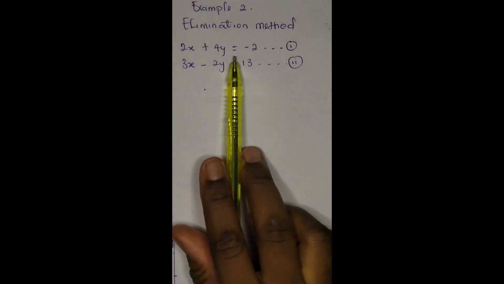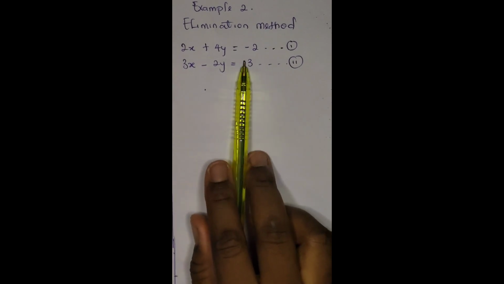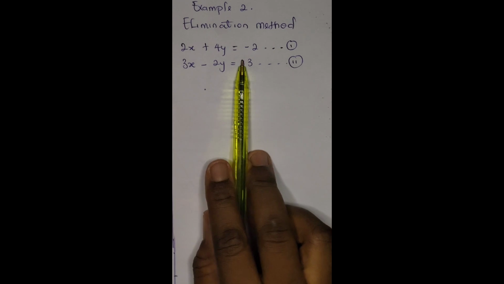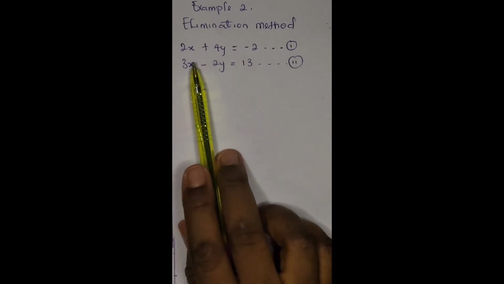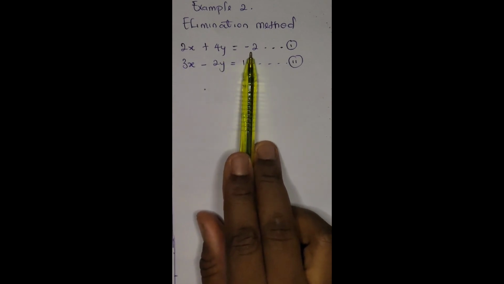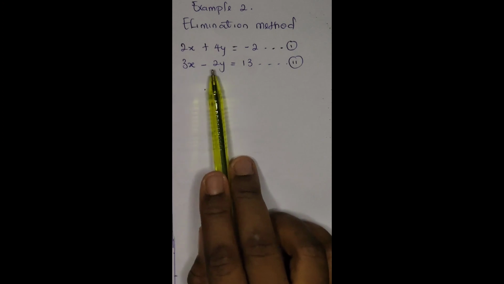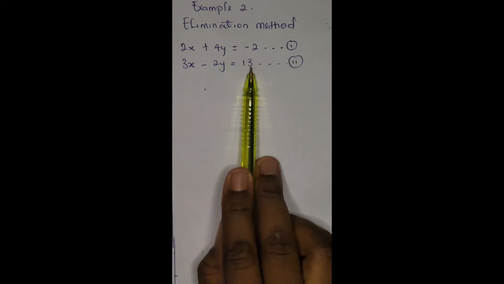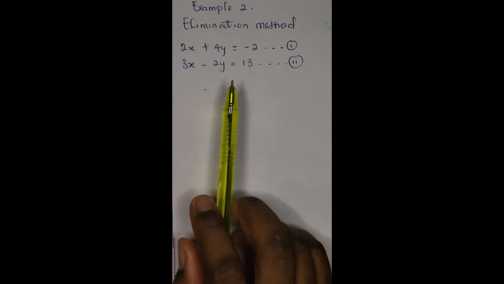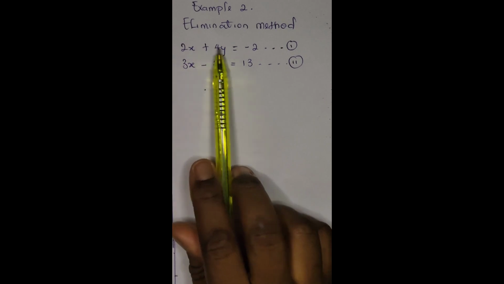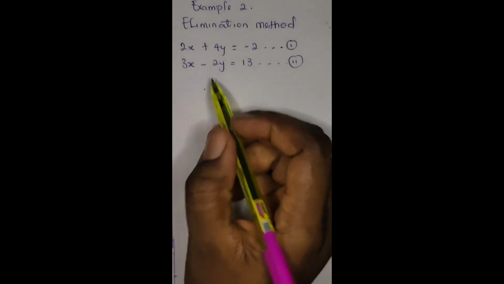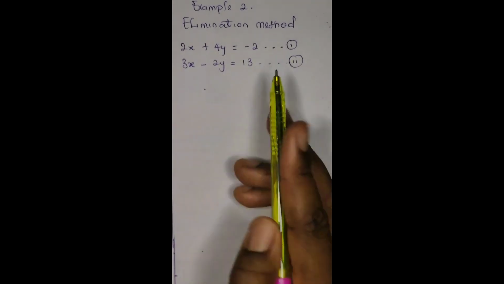So we want to solve this system of linear equations using the elimination method so that we can get familiar with this particular method. Here we have 2x plus 4y equal to minus 2, and we have 3x minus 2y equal to 13. Now remember, we find a way to eliminate one of these variables, either x or y. So let's try multiplying the first equation by 3.